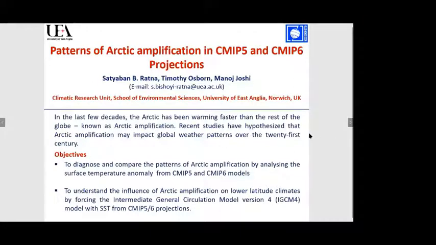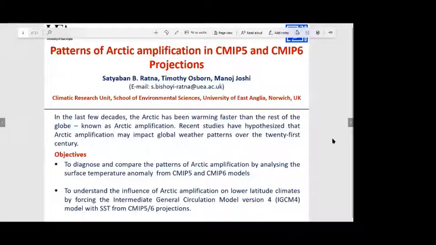Okay. Hello, everyone. I am Satyaban. I am going to present some of the preliminary results for the patterns of Arctic amplification in CMIP5 and CMIP6 projections. As you know, in the last few decades, the Arctic has been warming faster than the rest of the globe, which is known as Arctic amplification. Recent studies have hypothesized that Arctic amplification may impact global weather patterns over the 21st century.